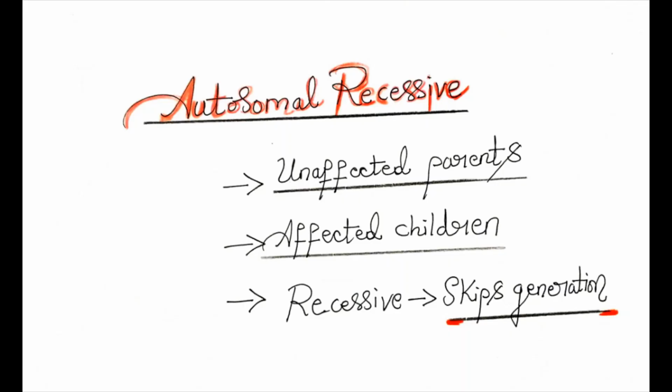Jai Hind. Today we'll discuss one more trick to solve pedigree problems. In the last video, we learned about autosomal recessive. Parents are unaffected but children are affected. And one more thing: if you observe the autosomal recessive chart thoroughly, it skips the generation. So that is the clue to solve pedigree problems, you can use this trick. Parents unaffected, children affected, and one more important thing is it skips generation.